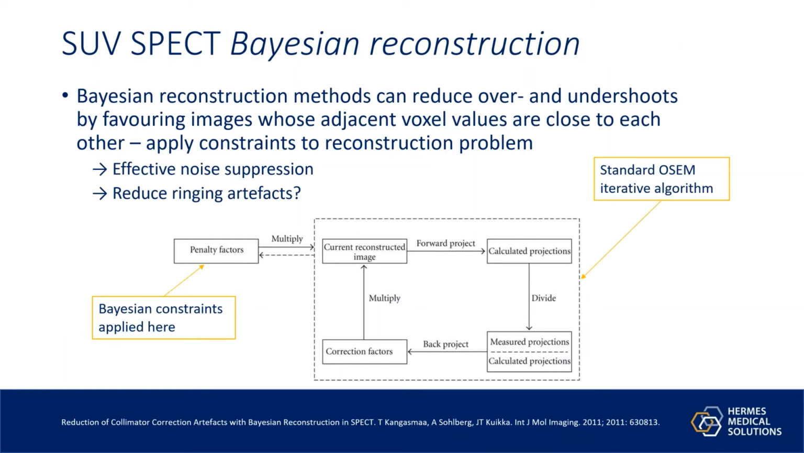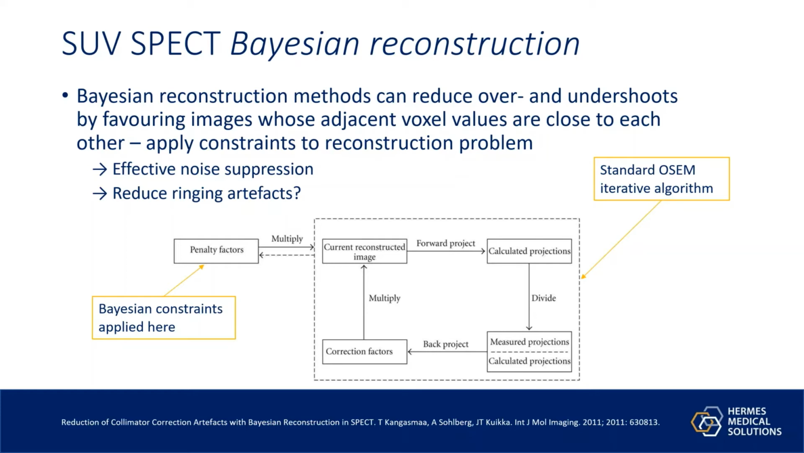A way around this might be to use Bayesian penalty factors to help mitigate against these kind of artifacts. Bayesian reconstruction methods can reduce these over and undershoots by favoring images with adjacent voxels that are close to each other. Basically we apply these penalty factors as constraints to the reconstruction problem. These can be quite effective at suppressing noise, but they might also be able to reduce these ringing artifacts, and that's the subject of the paper which I've quoted at the bottom there, and a lot of the images are from. They looked at whether you can reduce these artifacts.